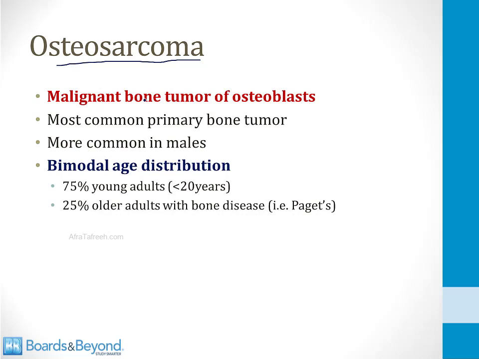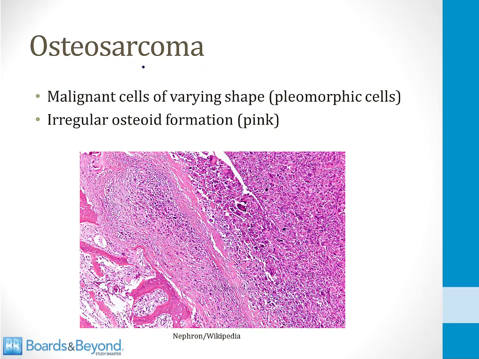An osteosarcoma is a malignant bone tumor of osteoblasts. It's the most common primary bone tumor, and it's more common in males, and just like all bone tumors, it often occurs in young adults. 75% of cases occur in young adults less than 20 years of age. But it has a bimodal age distribution. That's because certain diseases can lead to an osteosarcoma later in life. So about a quarter of cases occur in adults who have some underlying bone disease like Paget's disease that leads to osteosarcoma. Let's talk about the histopathology of osteosarcoma.